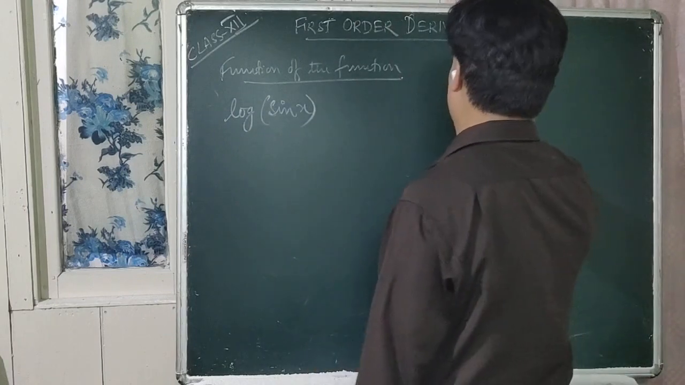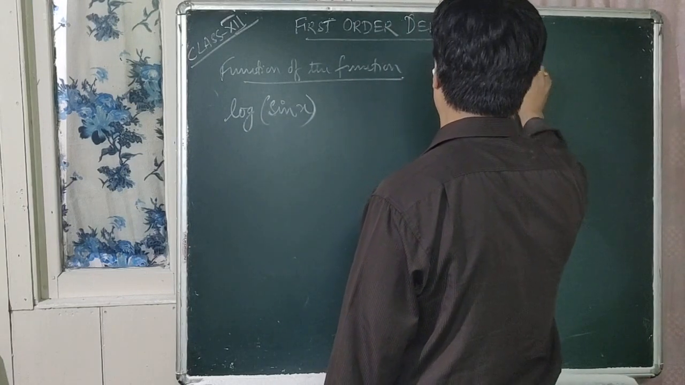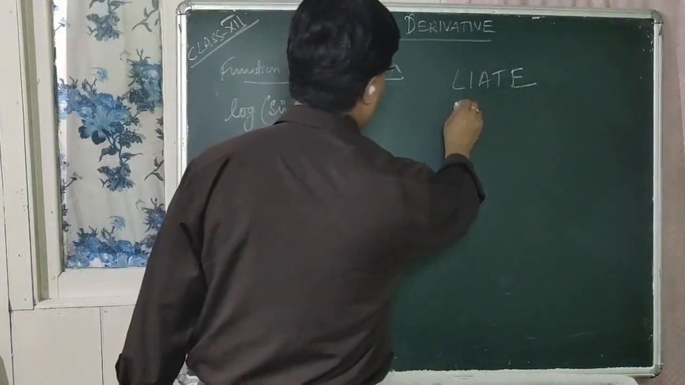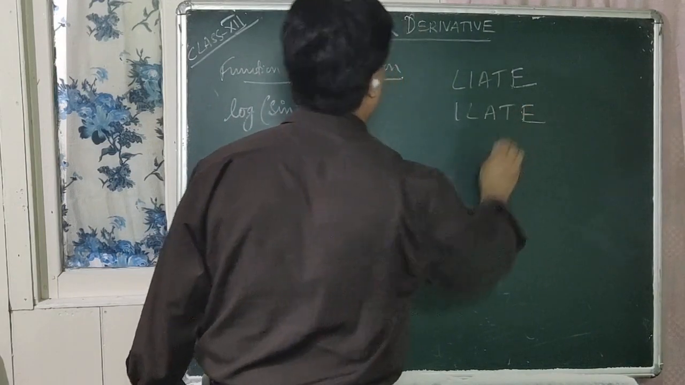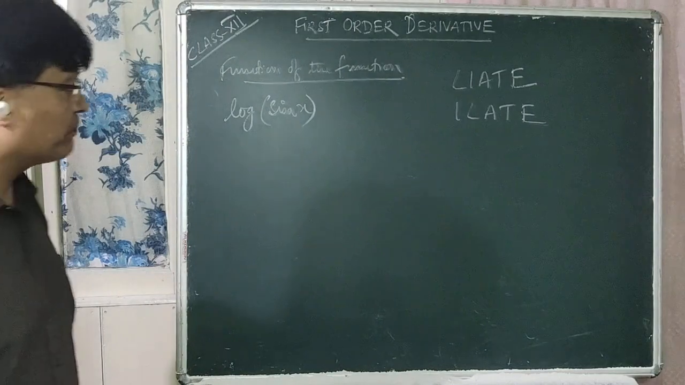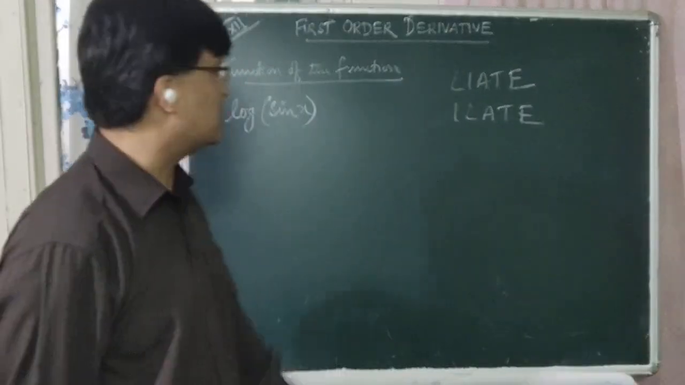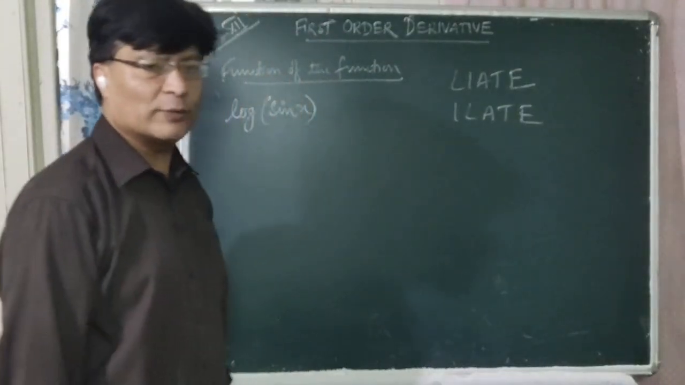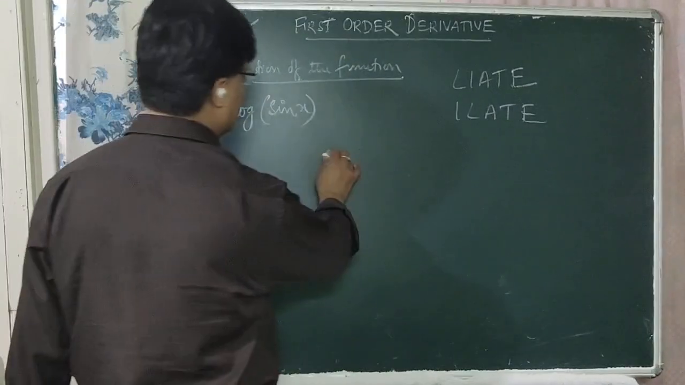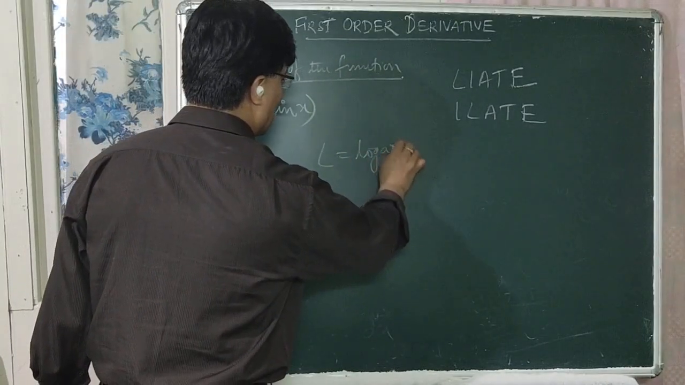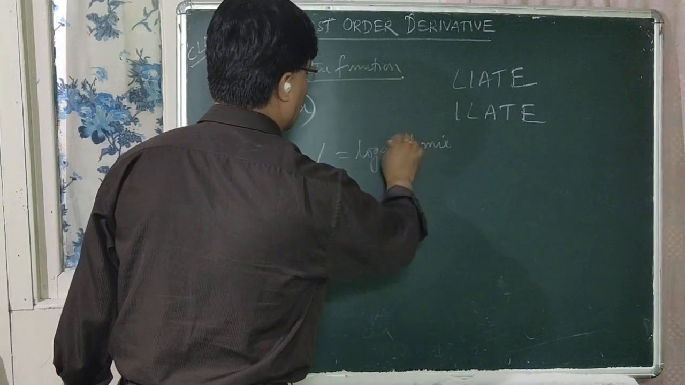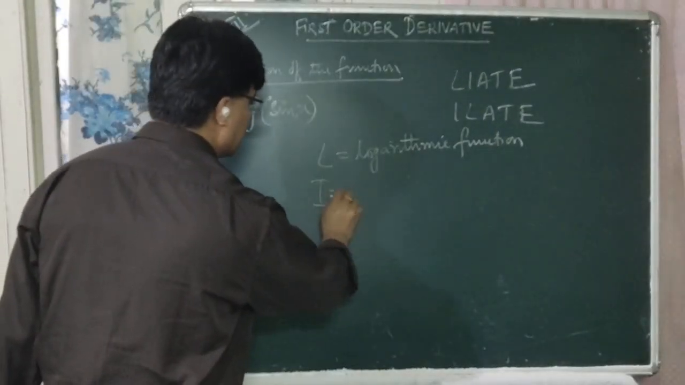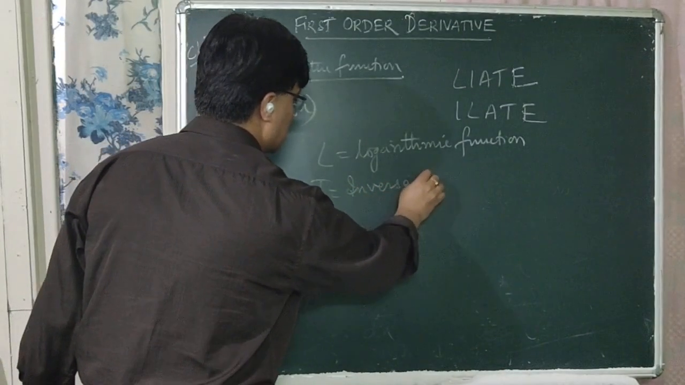You know that there are 5 types of functions, that is LIATE, or it may be ILATE also. L means logarithmic function, I is inverse circular function, A is algebraic function, T is trigonometric function, and E is exponential function, right?